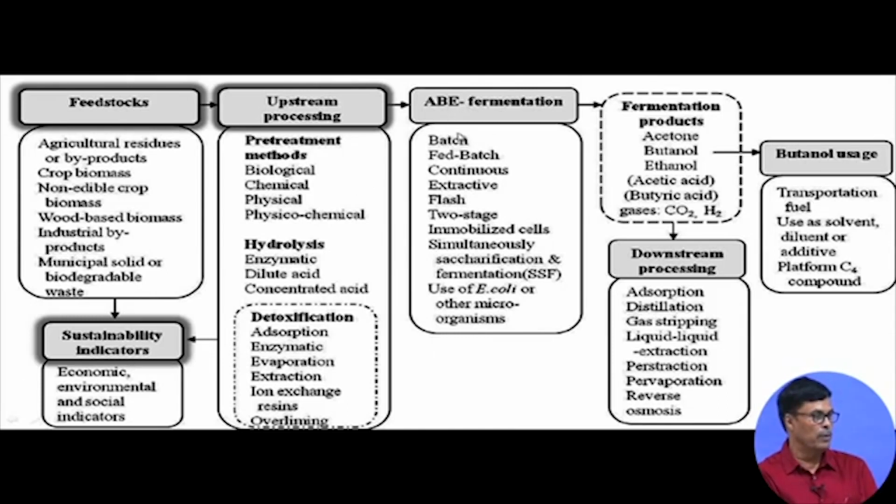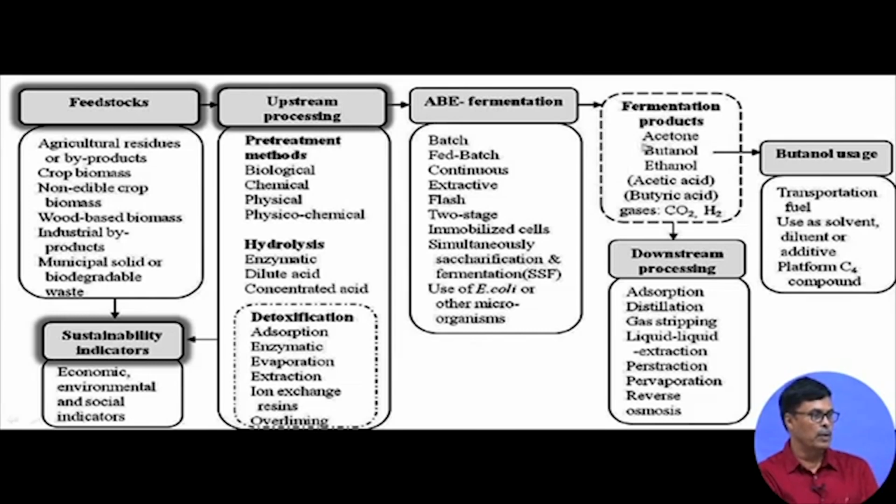Now, acetone butanol fermentation can be carried out by batch process, fed batch process, and continuous processes, extractive flash, two-stage immobilized cells. So we have different processes, including simultaneous saccharification and fermentation, where the organism is used for saccharification of the starch or cellulosic material and also produces the butanol. Usually we consider a kind of mixed microflora for doing all this, using E. coli or other microorganisms for this process.